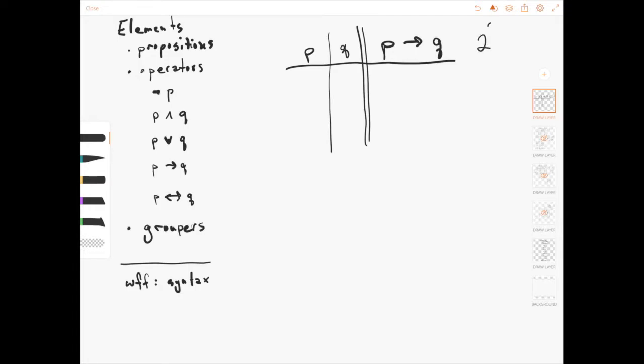We have two distinct variables, so we need 4 rows. True, false, alternating factor doubles, true, true, false, false. Now we're ready to start thinking about truth values. Now to illustrate this, let's use an example and analyze how this works.